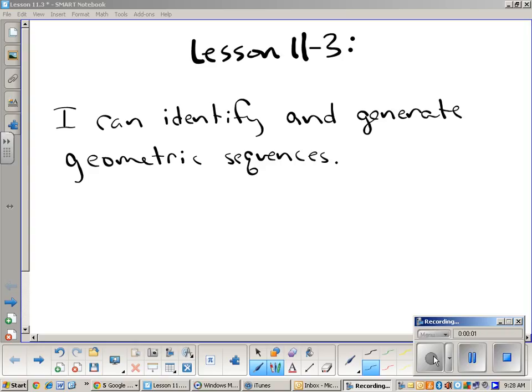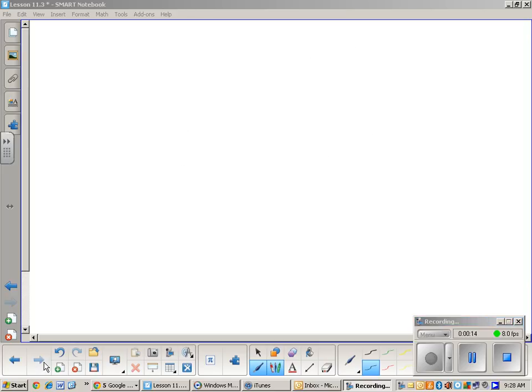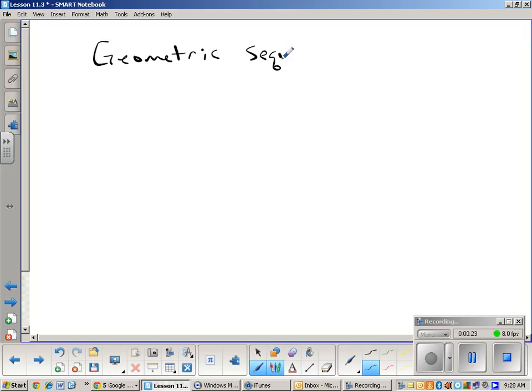Talking about identifying, generating geometric sequences, writing explicit formulas, recursive formulas, everything we kind of talked about in general in lesson 11.1, we're going to talk about specifically today. A geometric sequence has a common ratio.